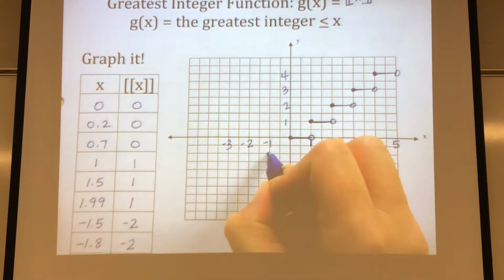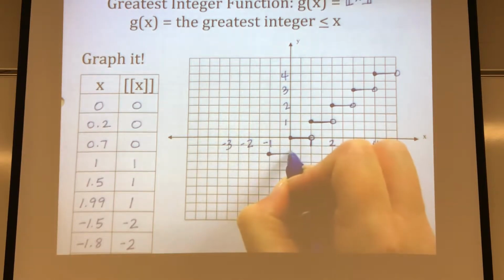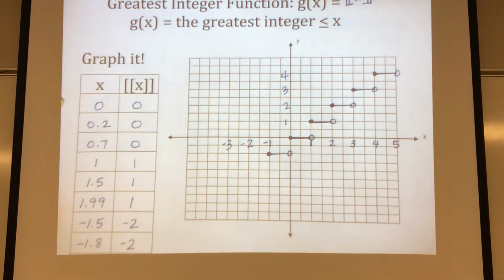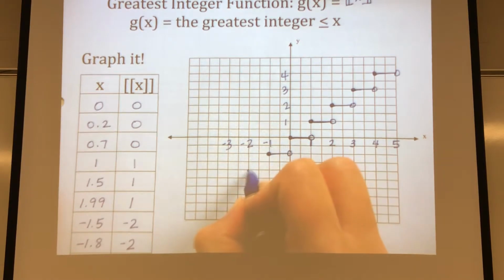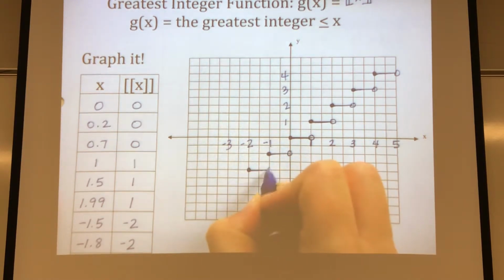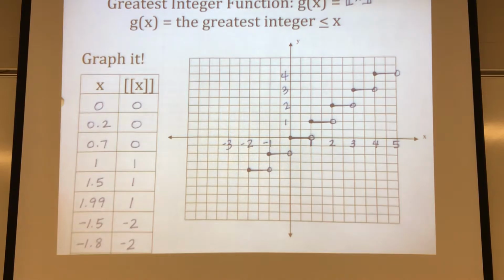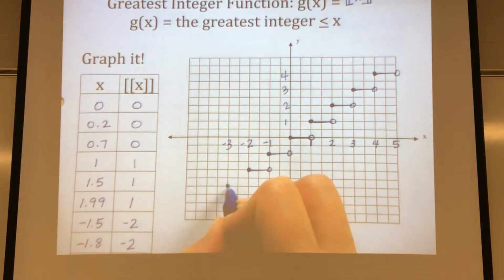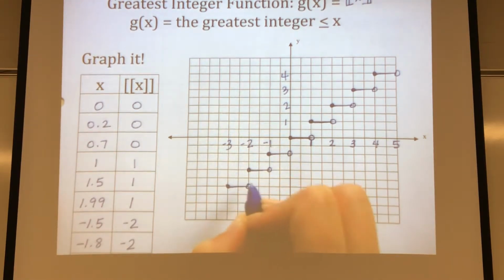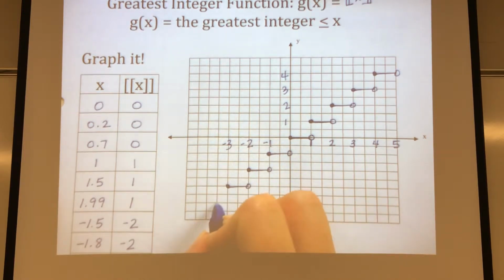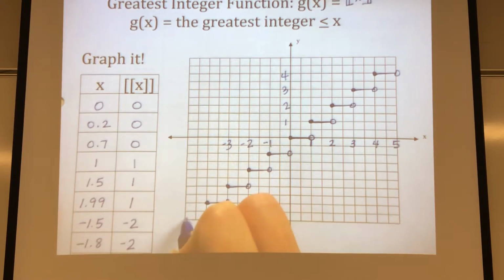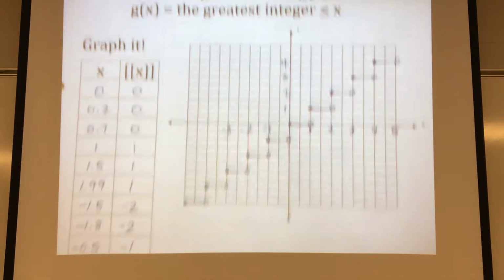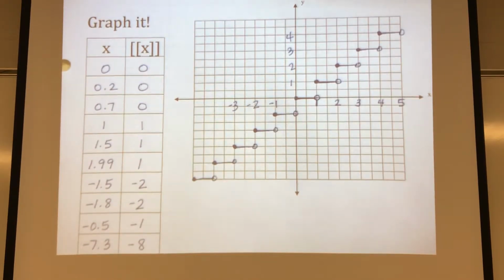So anything between negative 1 and 0 is negative 1. Between negative 2 and negative 1 is negative 2. Then you'll see that that pattern repeats all the way down. Now we can see this on our graphing calculators as well. So I want you to grab your graphing calculator and we'll talk about how to do a step function on there.